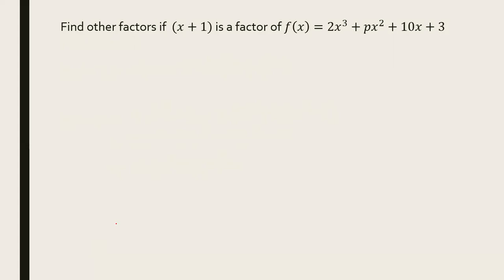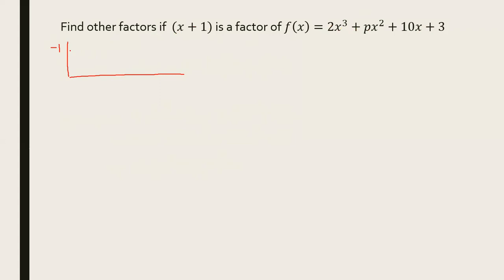All right, I'm going to use the Horner method because the factor of this function is x plus 1. It means the remainder, if this function is divided by x plus 1, is 0. So negative 1 here. If x plus 1, it means negative 1 here.